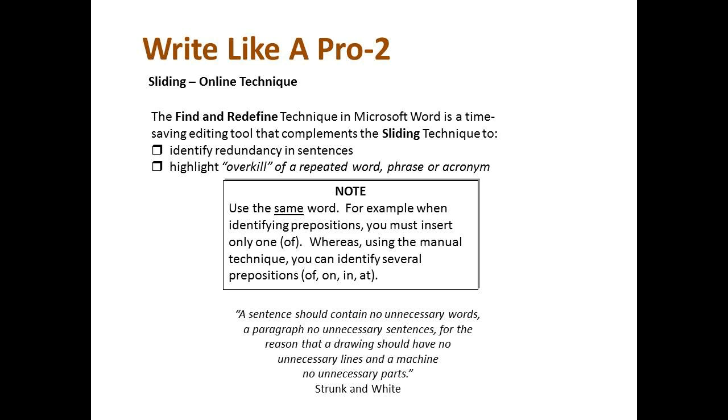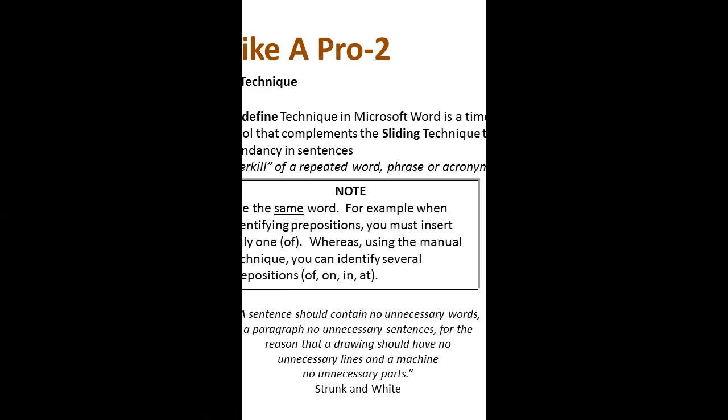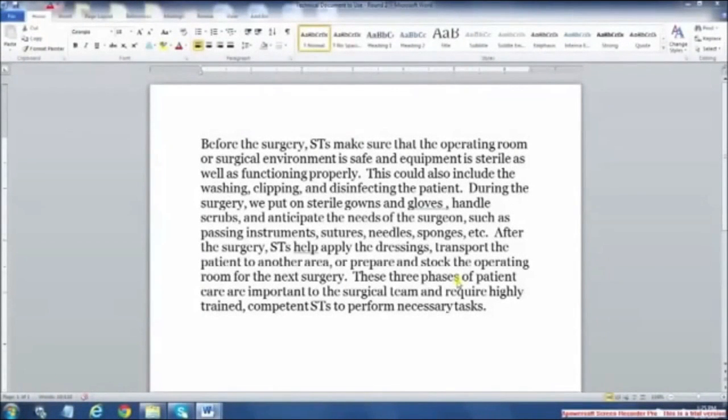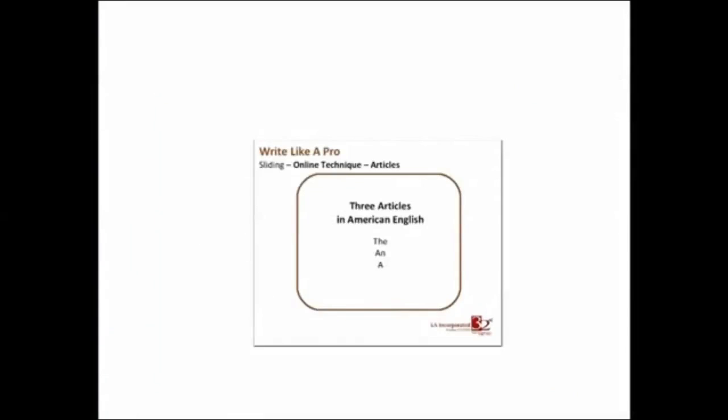And when we use Find and Redefine, you're going to be able to identify redundancy in the sentences and highlight overkill of repeated words, phrases, acronyms, and things like that. So this time we're looking at a technical document, and we are going to slide out articles. Sliding out articles. We are now going to look at the second way to slide using Find and Redefine. This time we're going to slide out articles, and there are 3 articles in American English, as you can see from this particular slide.